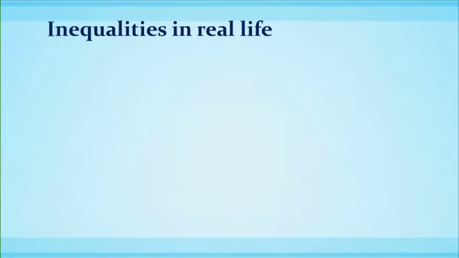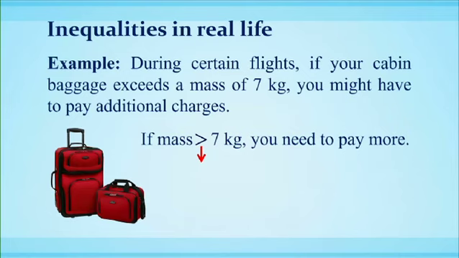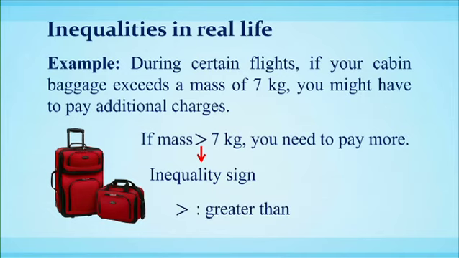Let's take another example. During certain flights, if your cabin baggage exceeds a mass of 7 kilograms, you might have to pay additional charges. How do we write that? If the mass is greater than 7 kilograms, you need to pay more. So, that's the inequality sign which denotes greater than.